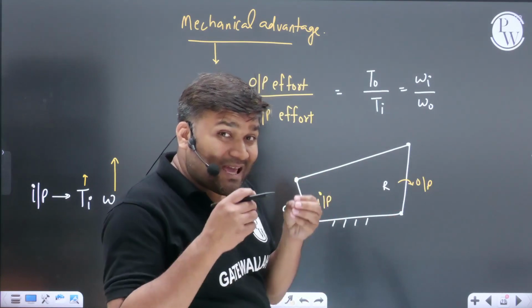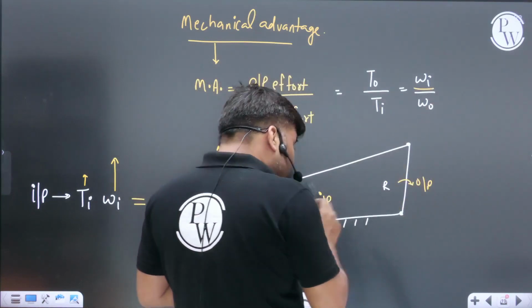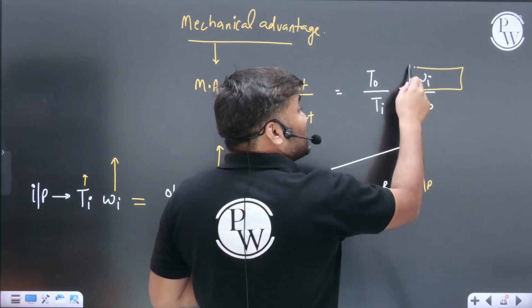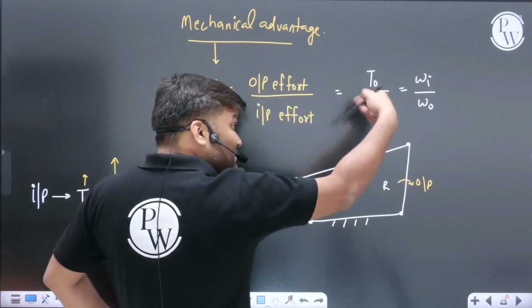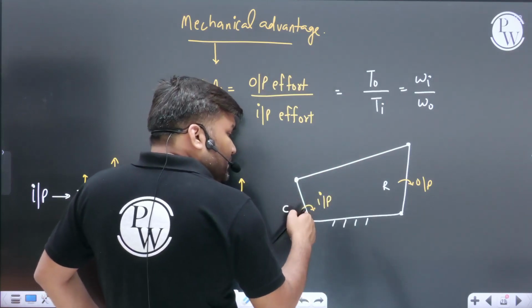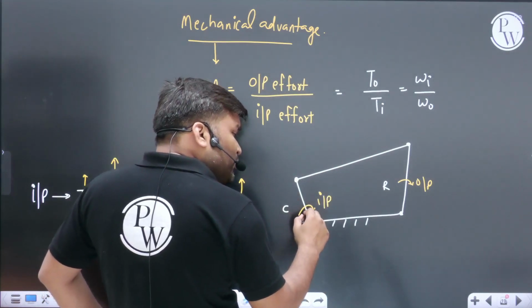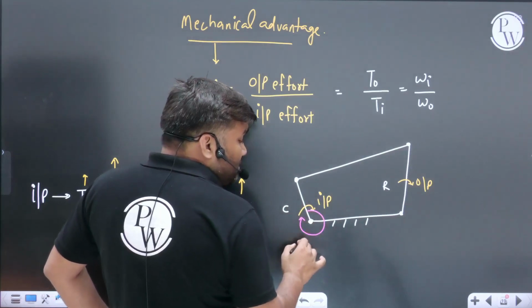So very carefully you have to write whichever is your input link, its angular velocity you have to write here. Getting my point? Otherwise the result will reverse, beta. Now this is the crank. You have connected a motor.